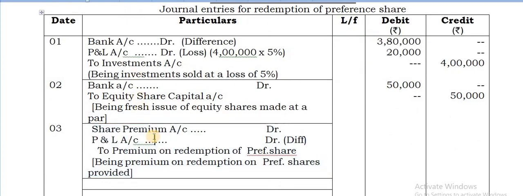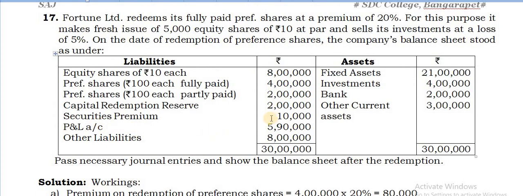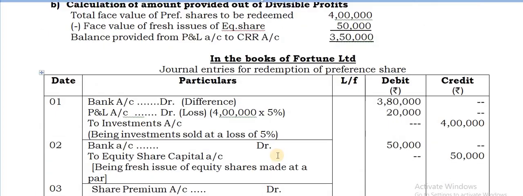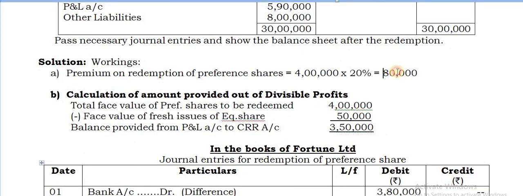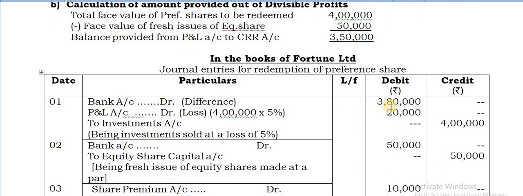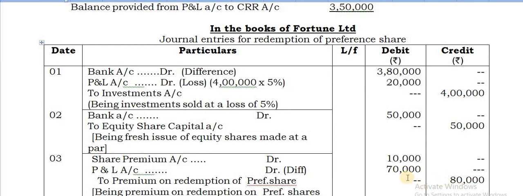Next, you can go for share premium account debit, profit and loss account debit to premium on redemption of preference shares. This is for providing a premium. How much is the share premium available here? 10,000. Is there any premium being received at the issue of shares? No. So take the 10,000 here. The remaining 70,000 is the difference because the total premium payable is 80,000. So here you can find the total premium payable, 80,000, that is being taken in the credit column.